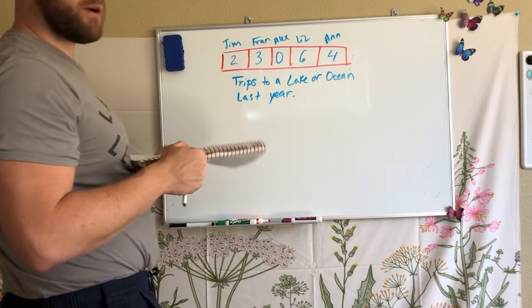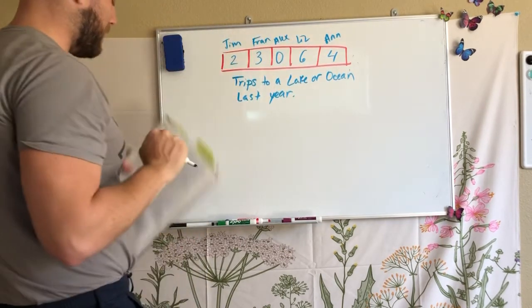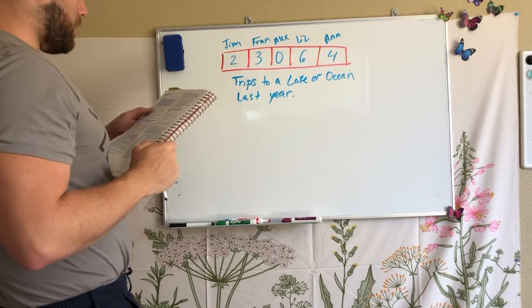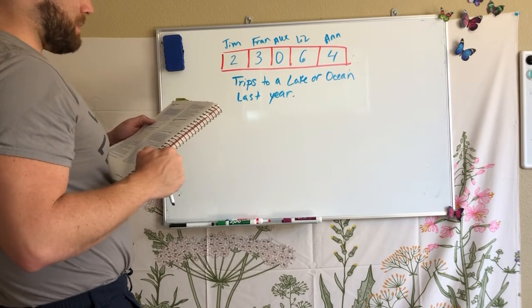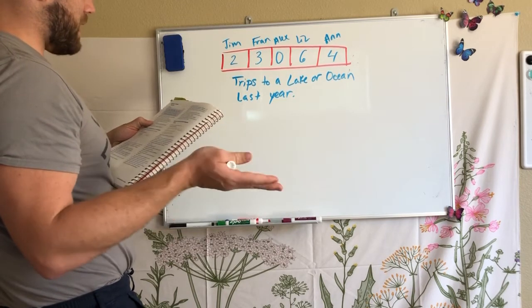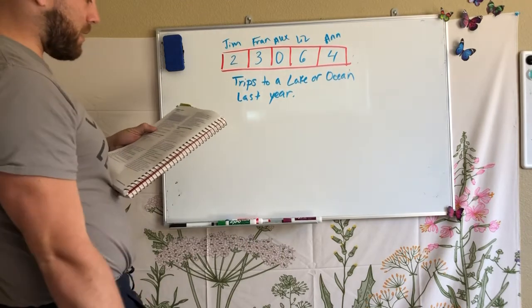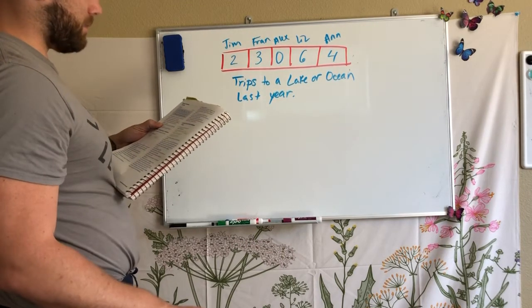So, how many people are there? 1, 2, 3, 4, 5. 5. So, what number will you divide by to find the average? 5. Yes, 5. It doesn't matter that one of the numbers is 0. Doesn't matter, it's still a number.